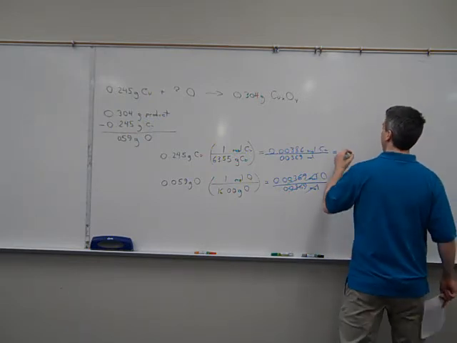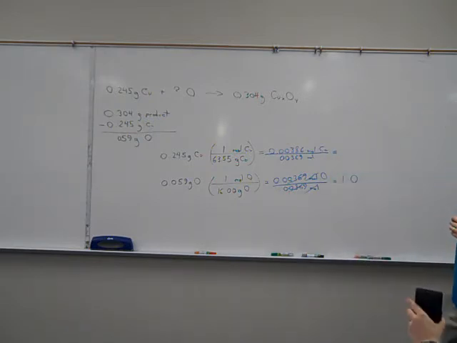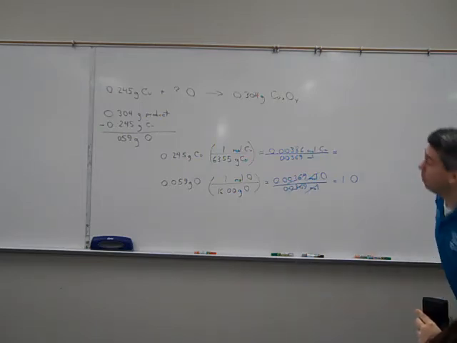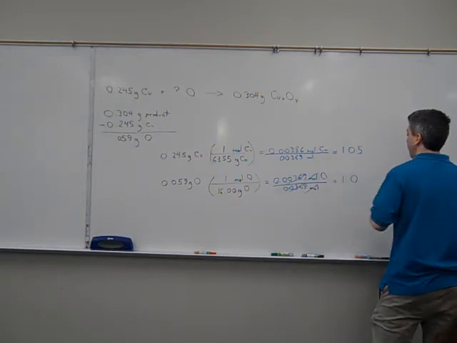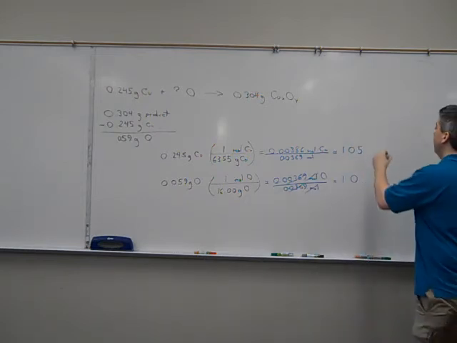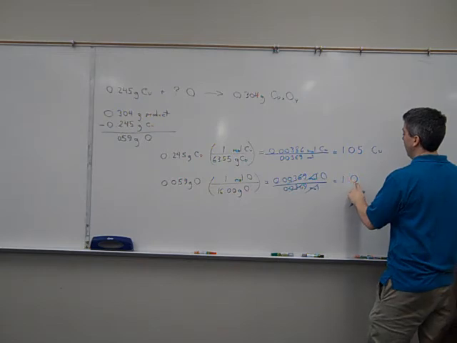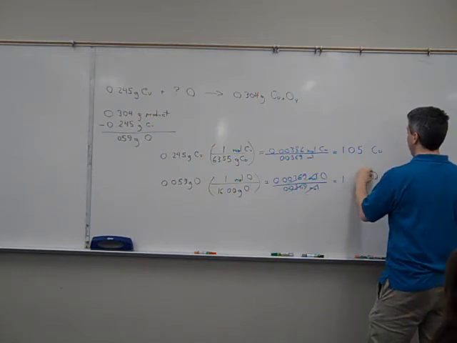Point zero, wait, what? Yeah. 1.046, okay. 1.05. Now, of course, this is copper. This looks like 10. I'm going to just put 1. I'll put the oxygen over here.